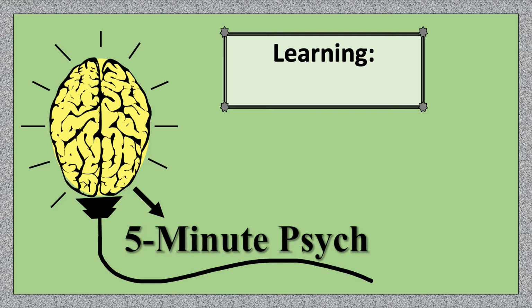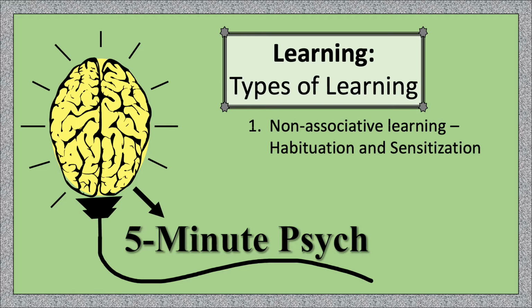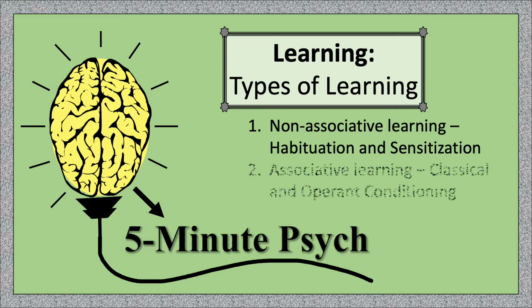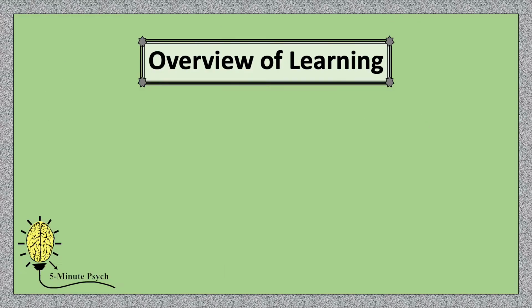In this 5-minute segment, we'll look at different types of learning, starting with learning that is non-associative, as is the case with habituation and sensitization. Then we'll compare two types of associative learning, classical and operant conditioning, before looking at observational learning.